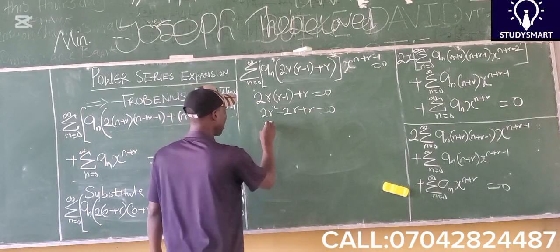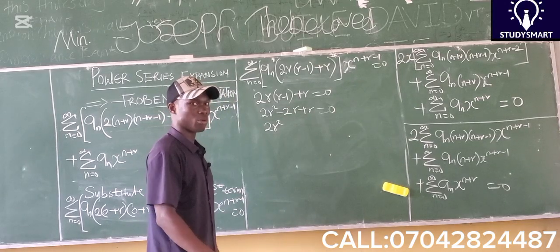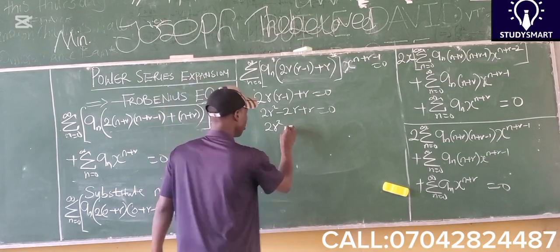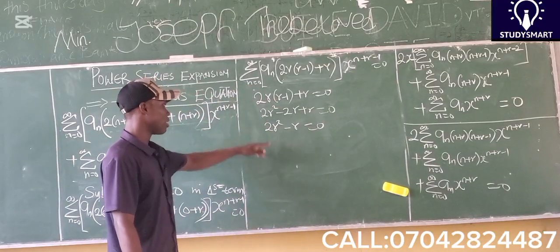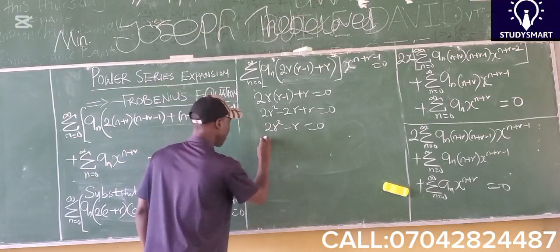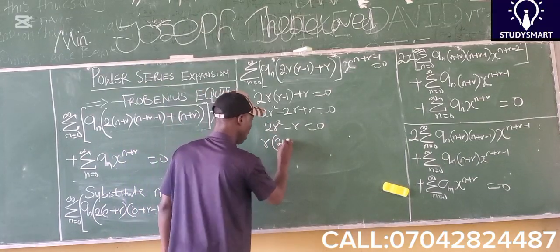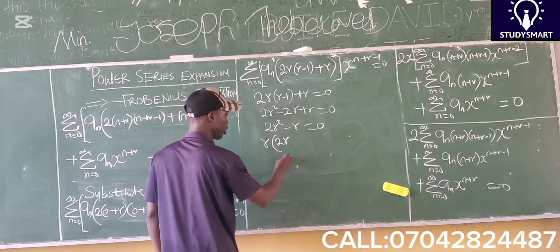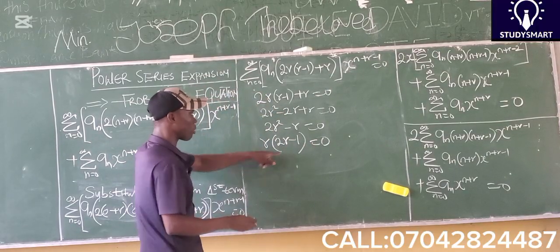Alright, so I'm still left with 2r squared. So minus 2r plus r gives me what? Minus r. So this gives me minus r equal to 0. Alright, so this is factorizable. r is here, r is here. So I can pick out one r outside. So I have r into, r cancels r here gives me 2r. r cancels r here gives me minus 1 equal to 0.